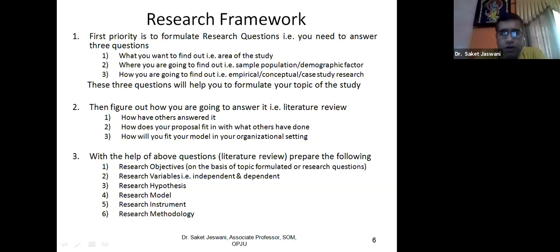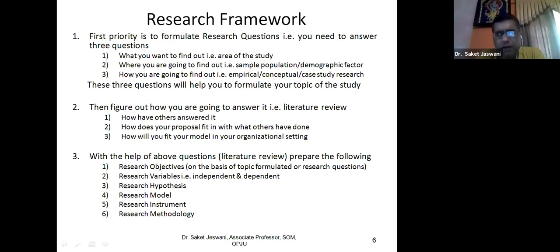First of all, on the basis of the research question, you will prepare your objectives. These research objectives must be aligned with your research questions and your topic. Many of the theses I generally evaluate for various universities.